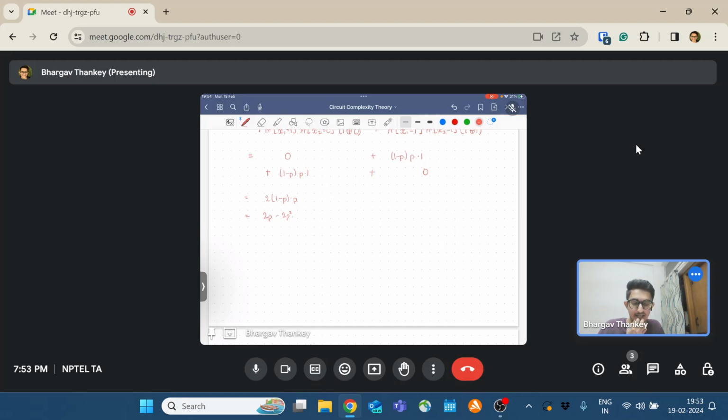Let's say you have x1, x2 up to xn. You replace x1, x2, x3 up to xn over 2 by b1, b2 up to bn over 2. This is a partial assignment. Now, what is a random restriction?